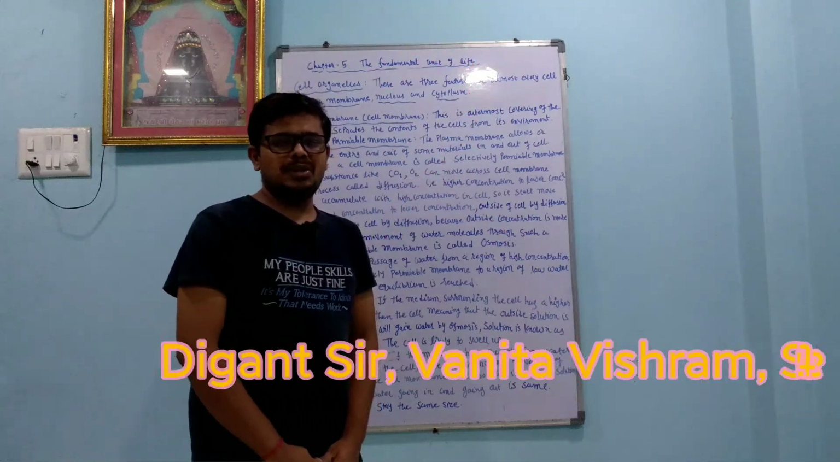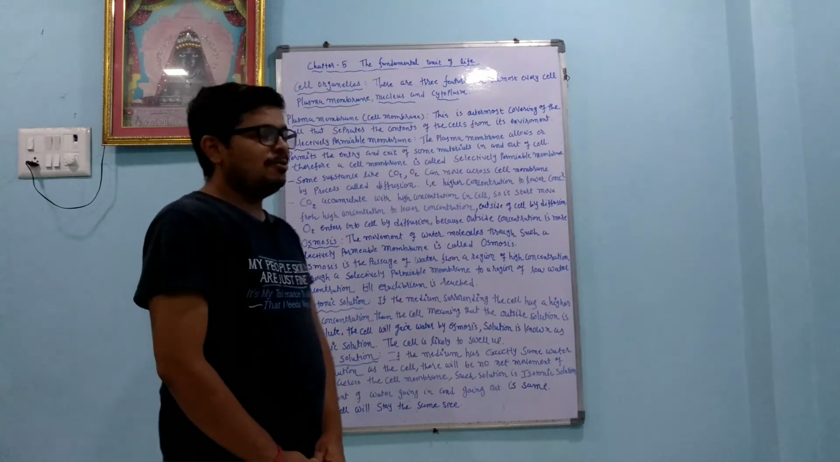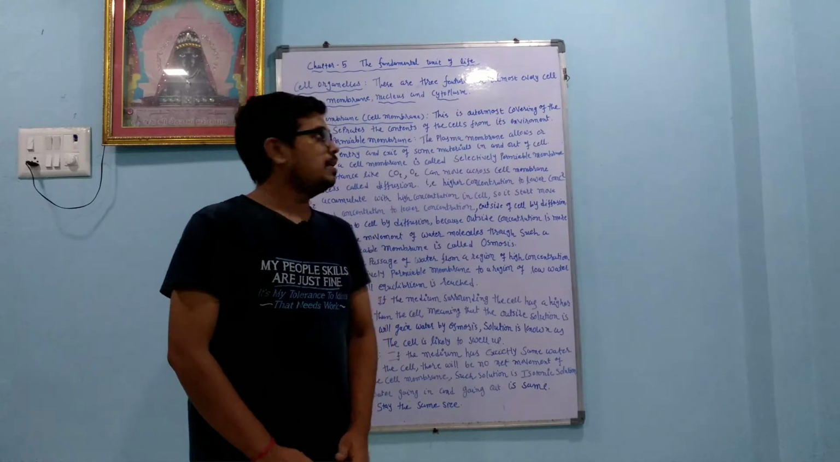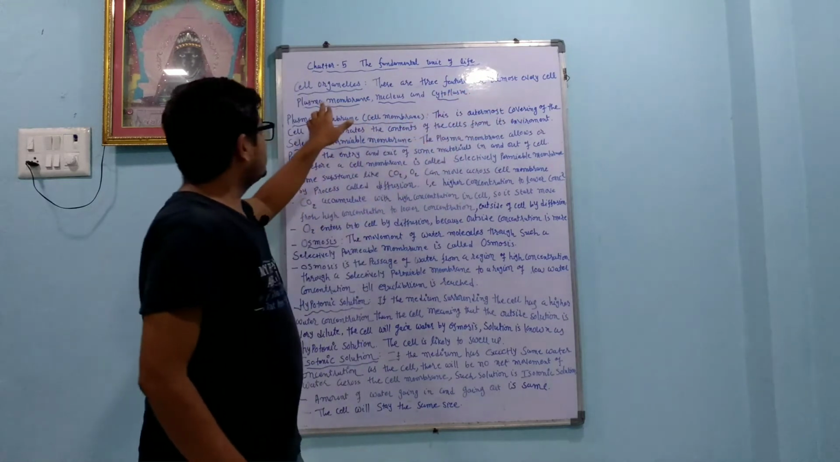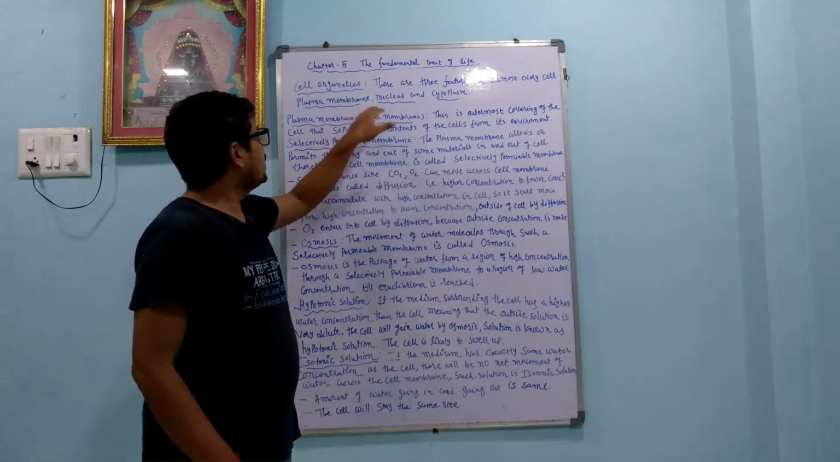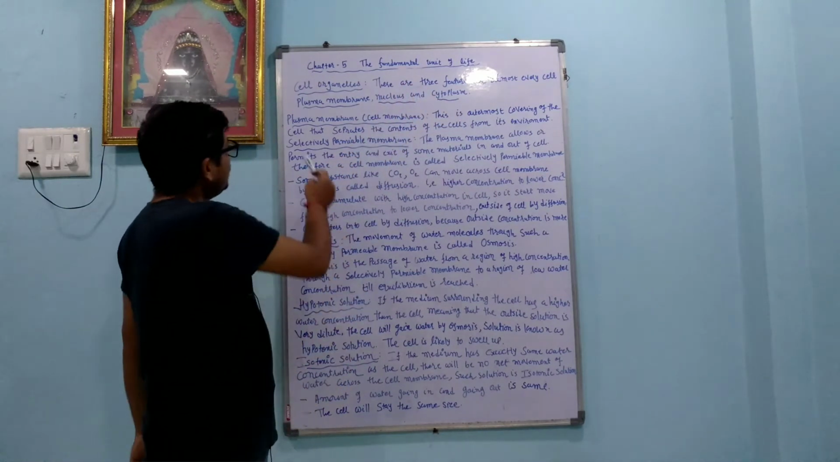Dear student, we are going to start about the cell organelles. First we will learn about the selectively permeable membrane. In the cell, there are three features in almost every cell, that is the plasma membrane, nucleus and cytoplasm. So one by one we will learn all.